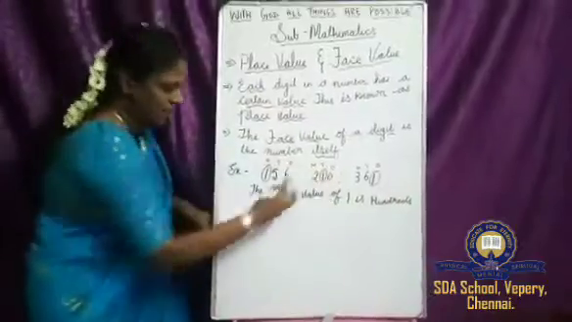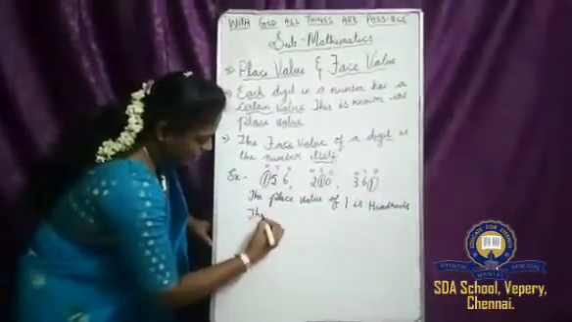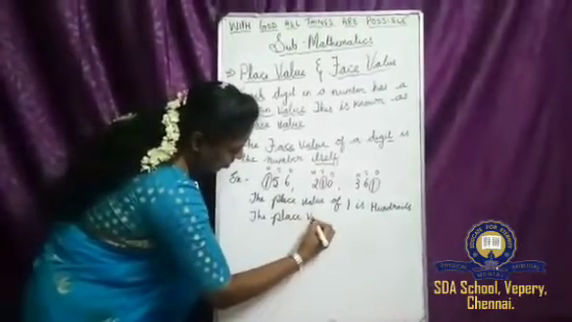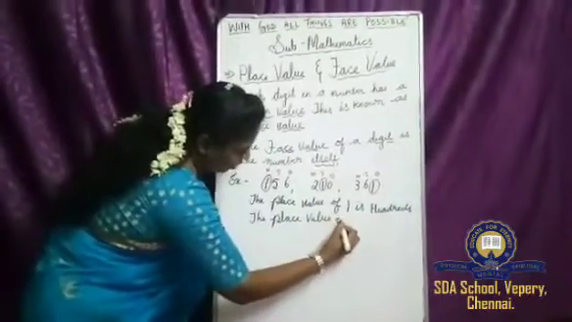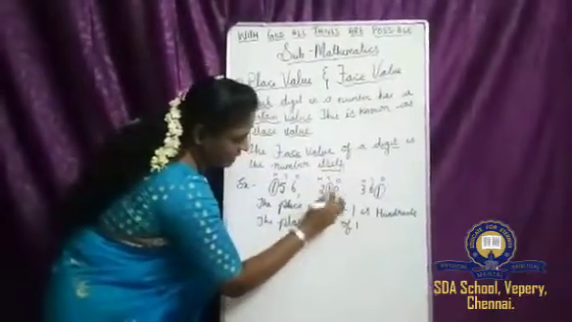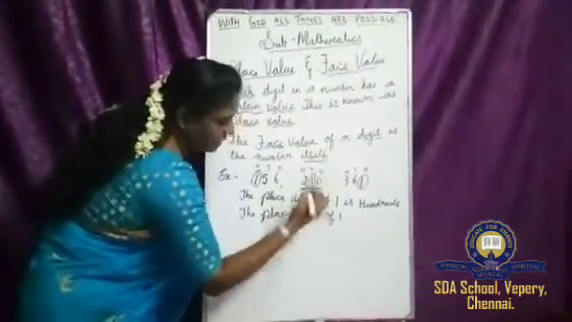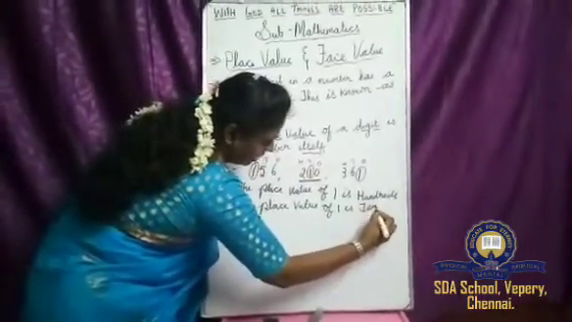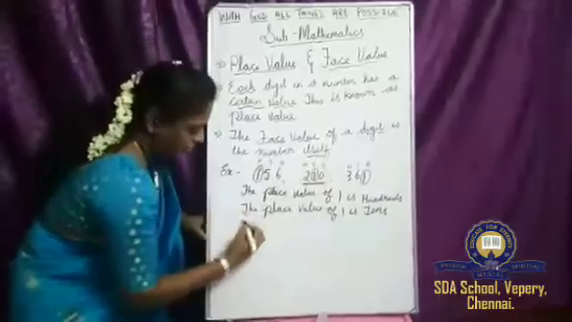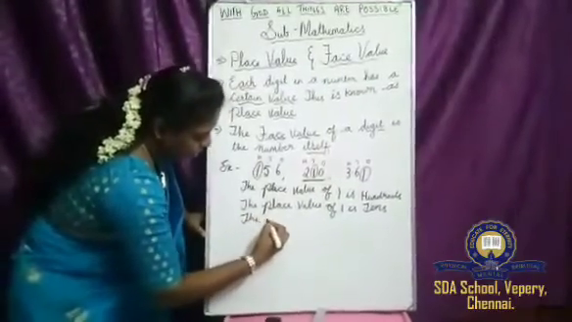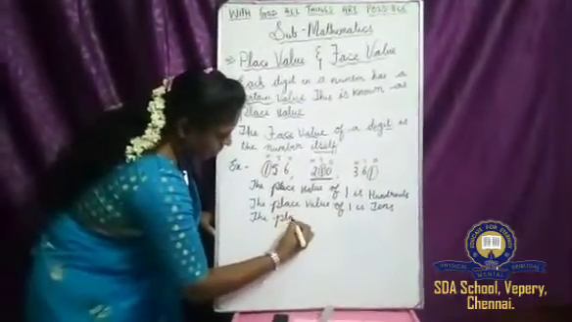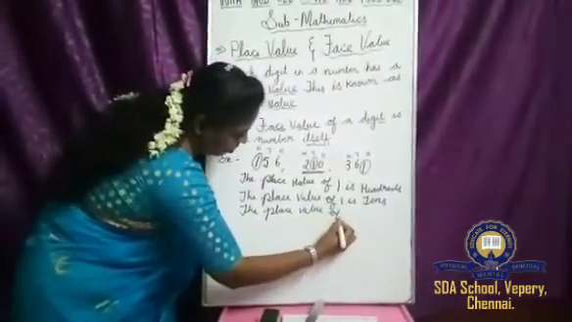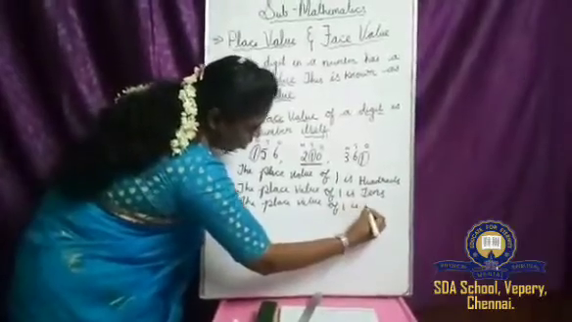Now let us see here. The place value of 1 in this is what? Tens. So we'll see here. The place value of 1 is ones.